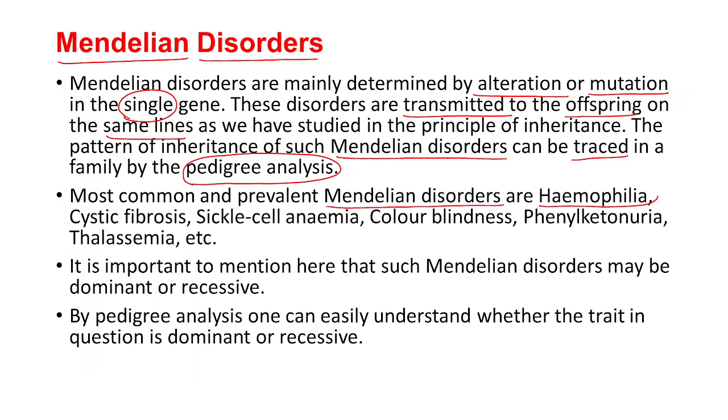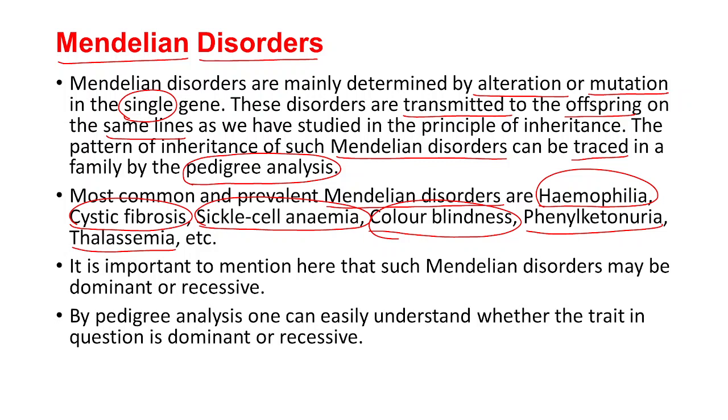The first one is hemophilia, second cystic fibrosis and sickle cell anemia and color blindness, then phenylketonuria and thalassemia. So these are the different disorders which are related to a defect in only one gene, that is Mendelian disorders. These are the different examples of Mendelian or gene disorders.